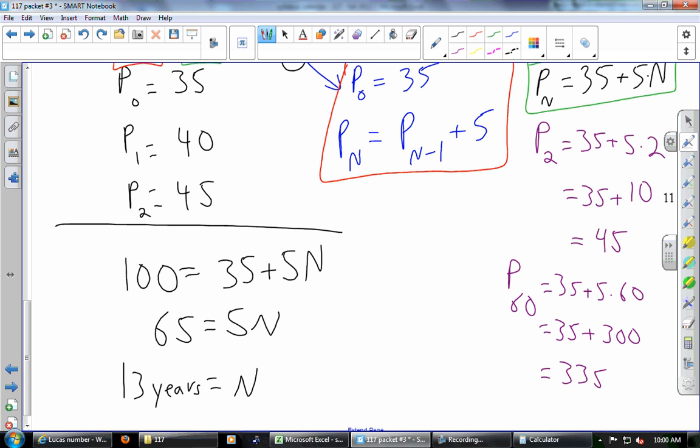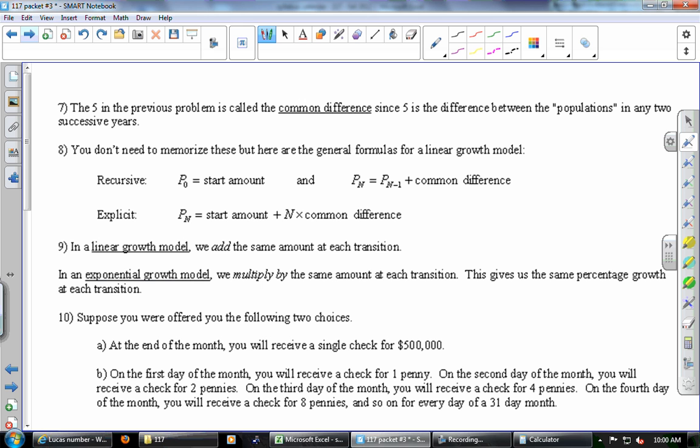Any questions on that one? Okay, so we can go to the next page. I promised you guys some formulas. So first we'll get to number 7 here, and can we go to Stephanie? 7?